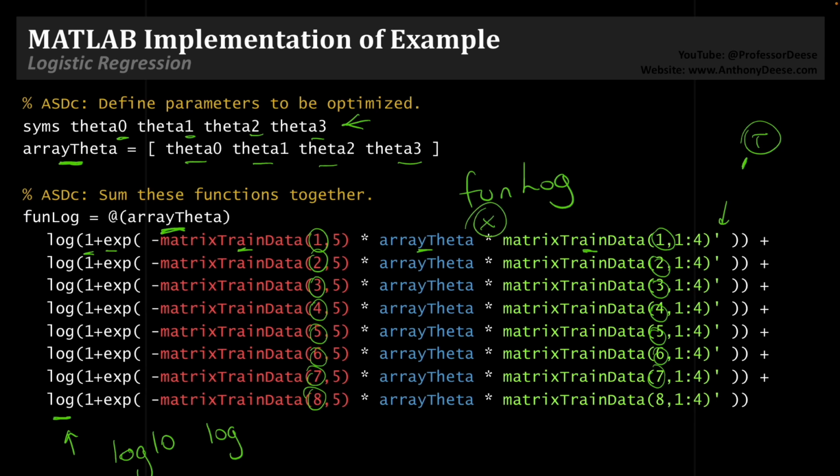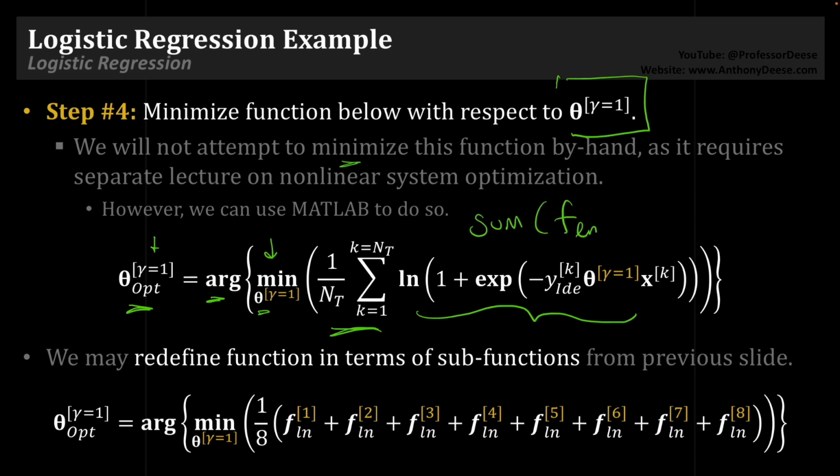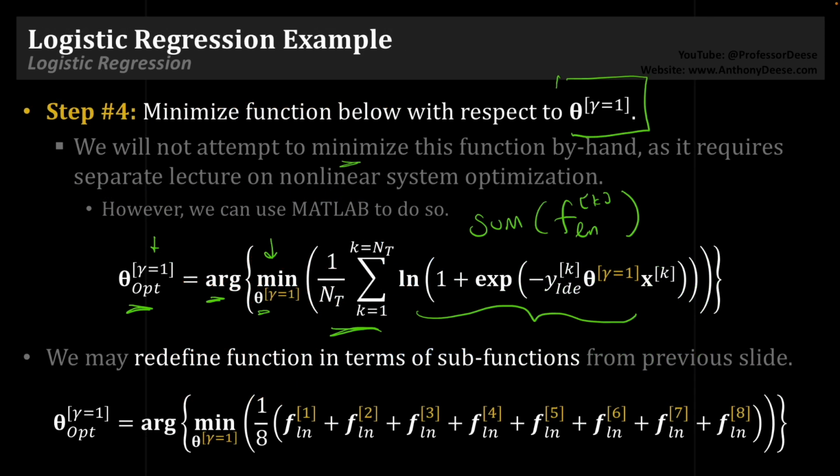So we have the function, or most of the function, that we want to minimize. Now we need to minimize it with respect to our parameter array. We are not going to attempt to minimize this function by hand. It requires a separate lecture on nonlinear system optimization. However, we can use MATLAB to do so. So again, the optimal parameters associated with category 1 would be the arguments, theta, that minimize this function right here. Now we've done all this work: we've created this sum of all the different natural log functions with respect to k. That's what all of this is right here. So now all we need to do is tell MATLAB to minimize it.